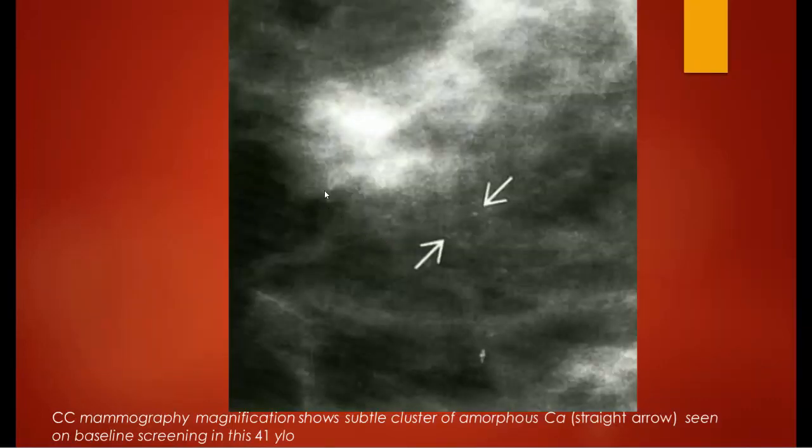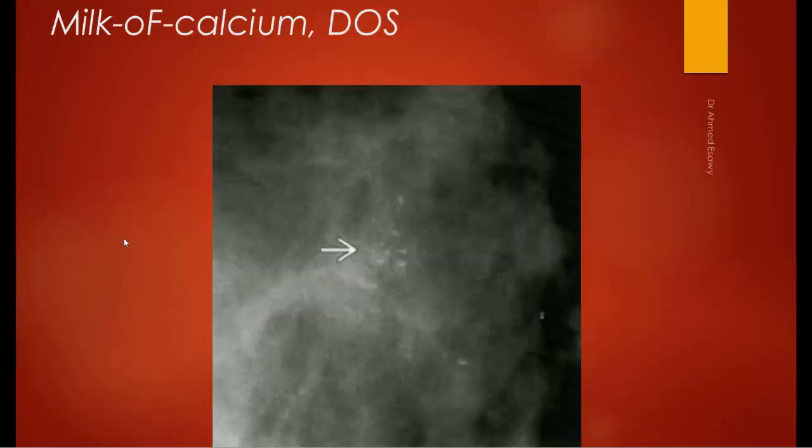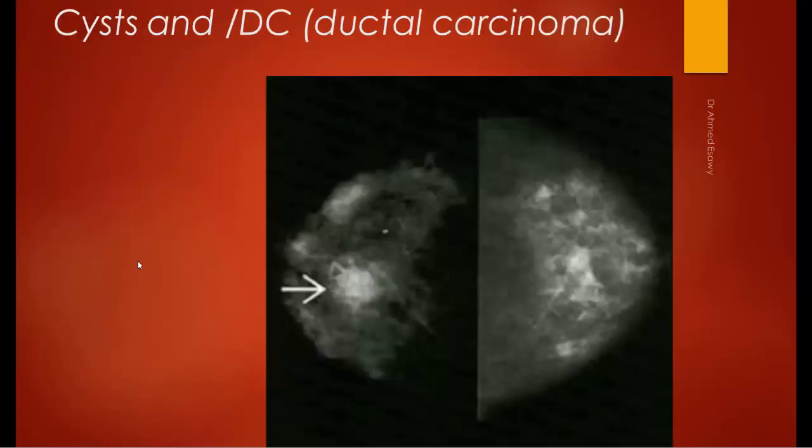CC mammography shows a subtle cluster of amorphous calcification in a case of fibrocystic change. Milk of calcium, which is pathognomonic for fibrocystic change. Cyst and ductal carcinoma. This is one of the differential diagnoses of fibrocystic change presenting as an area of focal asymmetry.